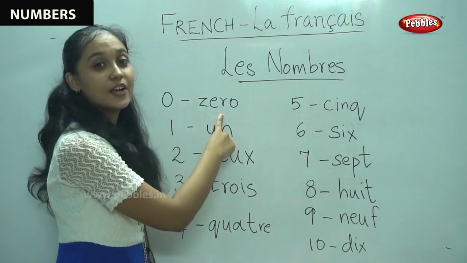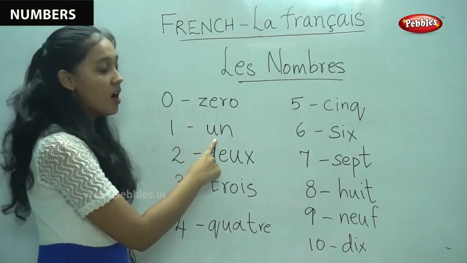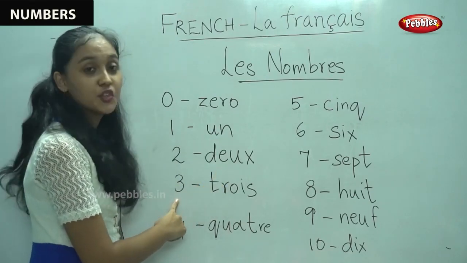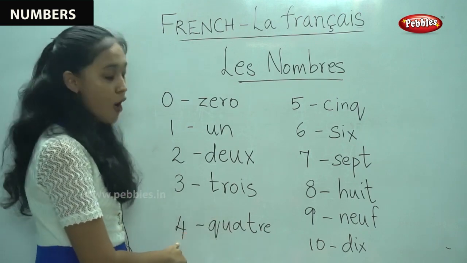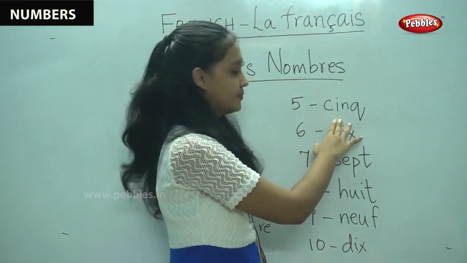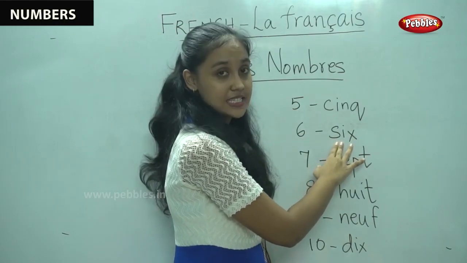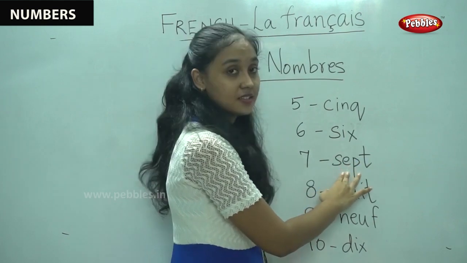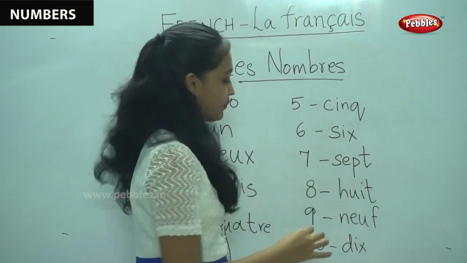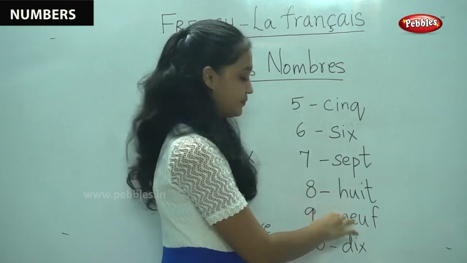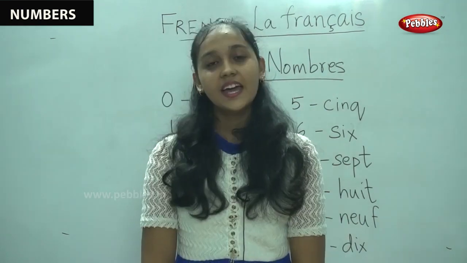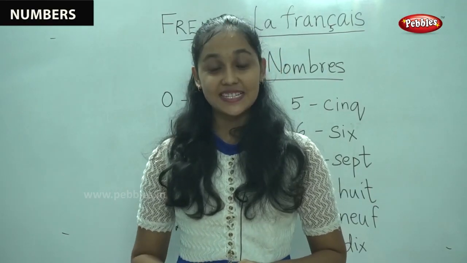0 is zéro. 1 is un. 2 is deux. 3 is trois. 4 is quatre. 5 is cinq. 6 is six. 7 is sept. Here we need to note that the letter P is silent. So number 7 is pronounced as sept. 8, huit. 9, neuf. 10, dix. In order to learn the French numbers, you need to practice every day.